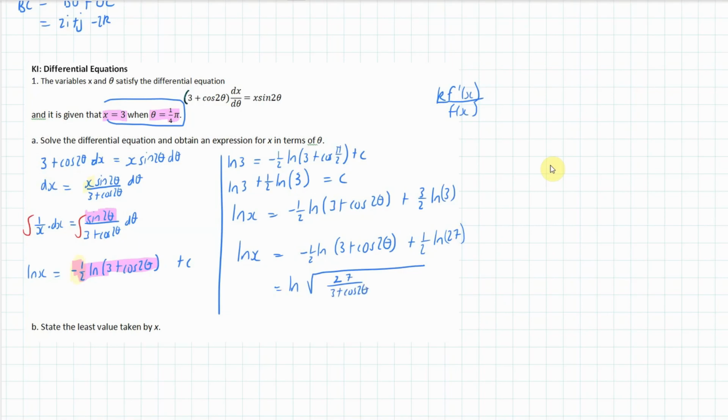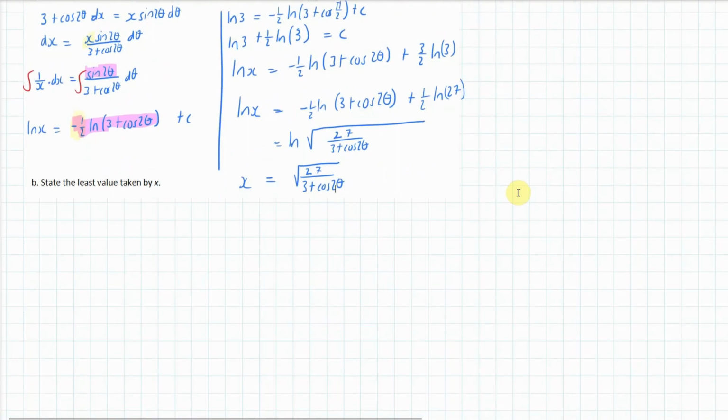So using the log rules there, we've got a positive log, take away a negative, with the same base, so we're just going to pop that over, 27 over 3 plus cosine 2 theta. And then we can get rid of the logs from both sides because we've got it in the form of log something equals log something. So therefore we can say x is equal to the square root of 27 over 3 plus cosine 2 theta.